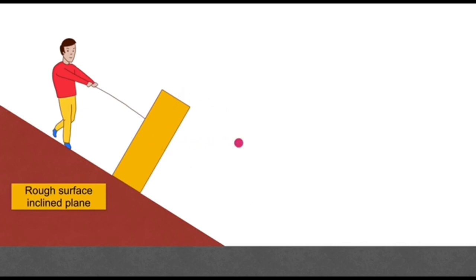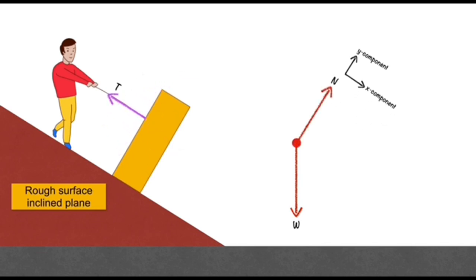Start with a dot. The weight is always directed downward. The normal force is perpendicular to the surface and must have contact with the surface. Tension is directed away from the object. And the surface of the inclined plane is rough. The friction is directed in the opposite direction of the motion.